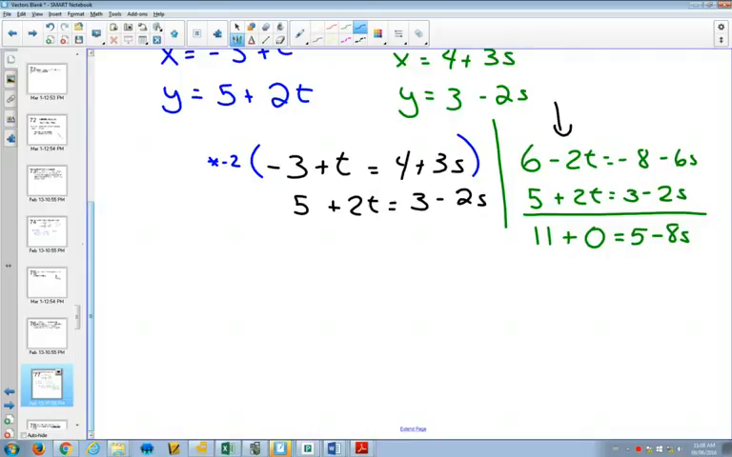Oh, negative 5, right? There we go. Add 5 to both sides, you get 16 equals negative 8s. So s is negative 2.